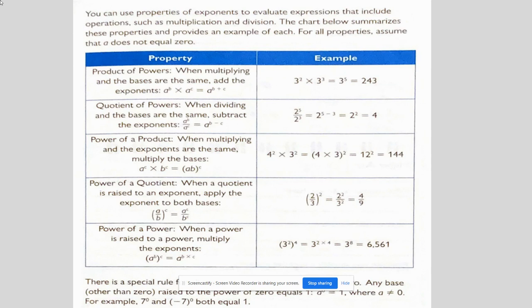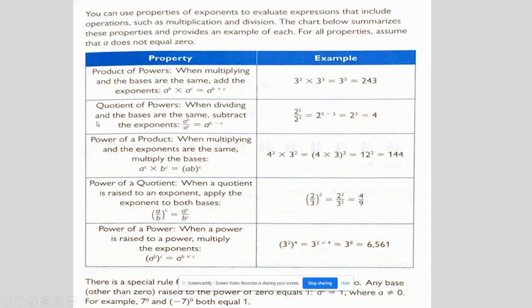Our first property will be the product of powers, and you can see that here in this top box. When multiplying the bases that are the same, add the exponents. So if you have 3 to the second times 3 to the third, we're just going to add the exponents. So we're going to add the 2 and the 3 together. We'll keep the 3 the same, and we'll end up with 3 to the 5th power. And if you multiplied out 3 times 3 times 3 times 3 times 3, you would end up with 243.